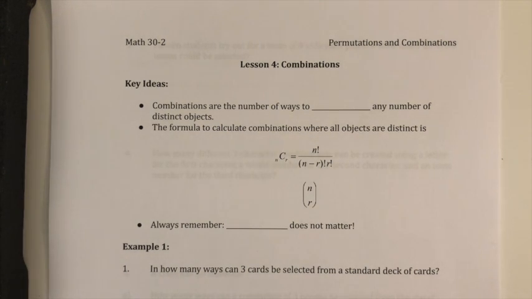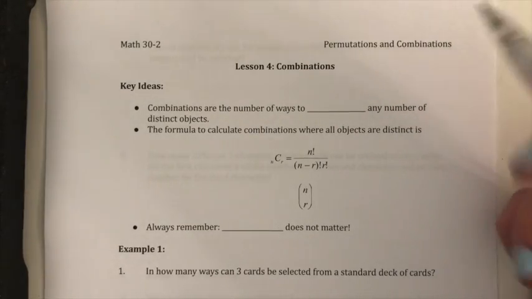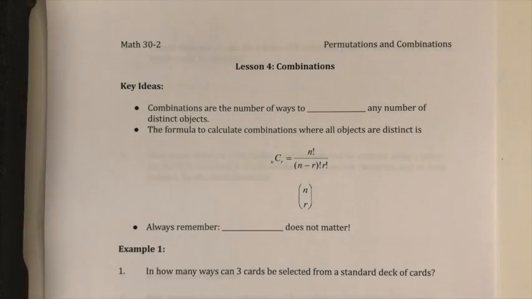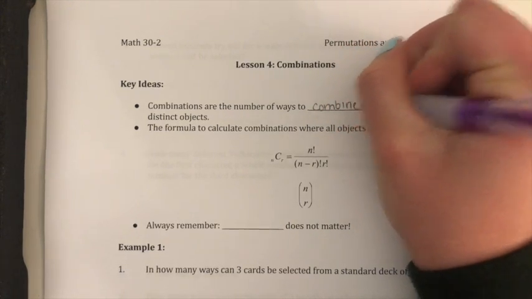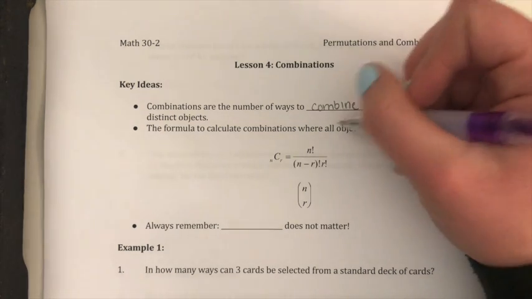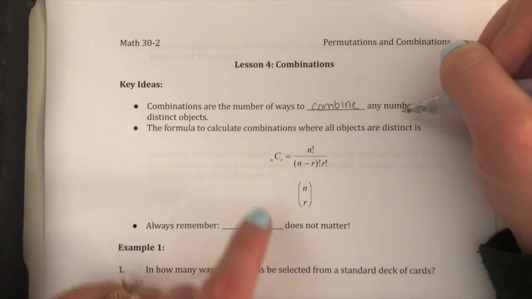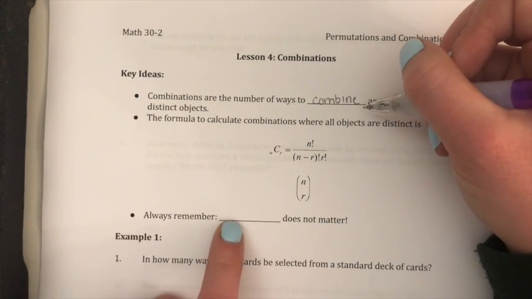Okay, lesson 4, this is combinations. So the other half of the name of the unit here. We're going to talk about the difference between a permutation and a combination right away here. A combination is, or combinations are, the number of ways to combine any number of distinct objects. So that's different than a permutation because we wanted to order them versus combine them. Okay, so I'm going to skip ahead a bullet.